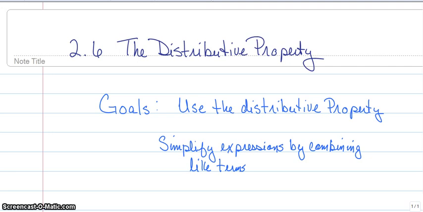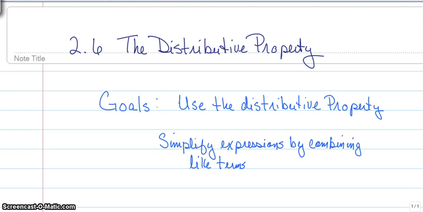Okay, this is section 2.6, the distributive property. Our goals for today: I want you to be able to use the distributive property, and I also want you to be able to simplify expressions by combining like terms.